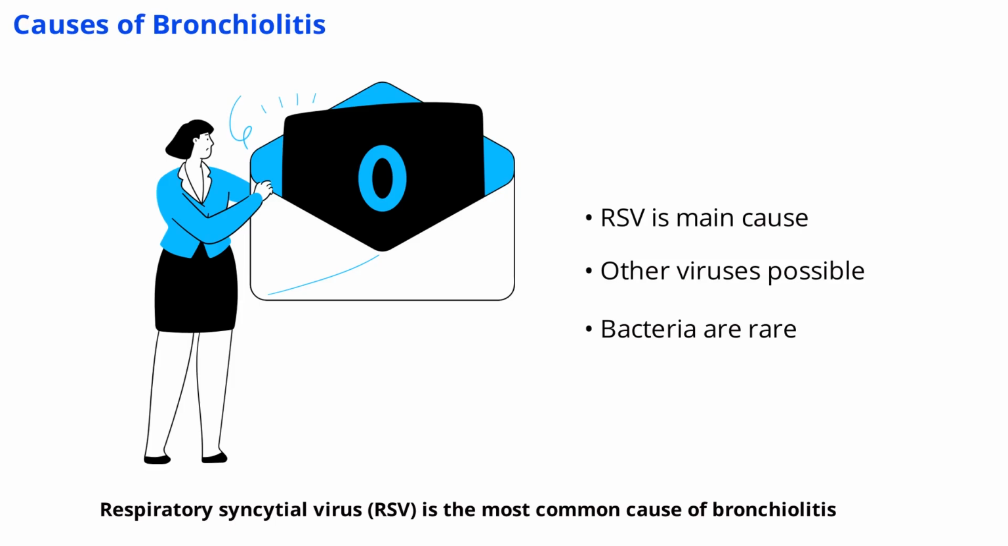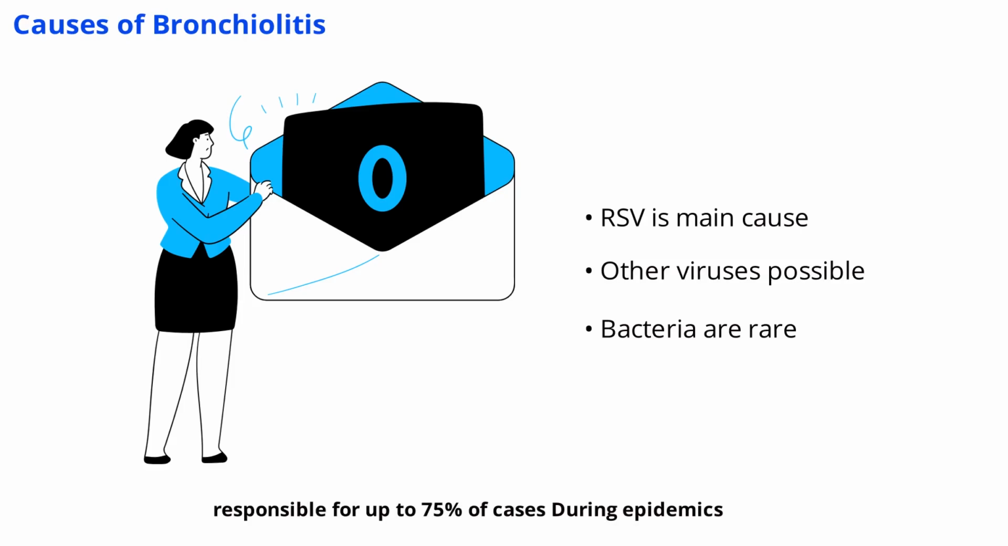Respiratory syncytial virus, RSV, is the most common cause of bronchiolitis, responsible for up to 75% of cases. During epidemics, RSV may account for up to 90% of cases. Other viruses, such as parainfluenza, adenovirus, and influenza, can also cause bronchiolitis. Bacterial infections are rare and usually secondary.